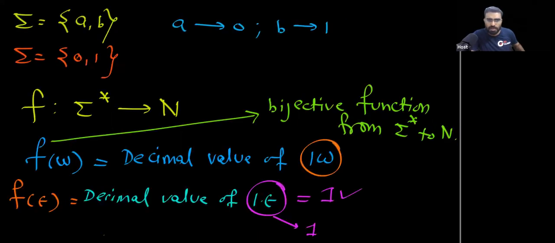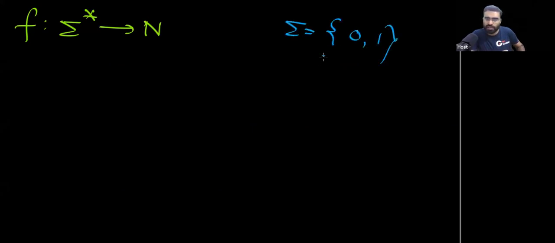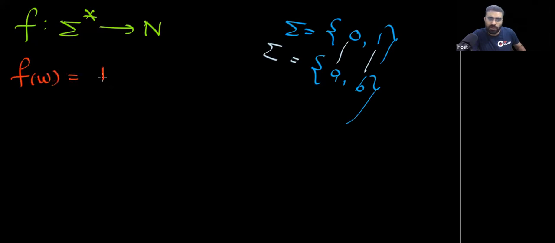Okay, I hope you understood. Now, this is the function. We have created this mapping from sigma star, and your sigma is 0, 1, or you can think of it as a, b, where a is 0 and b is 1. So very simple. This is the mapping we are giving: f of w is equal to the decimal value of 1w.